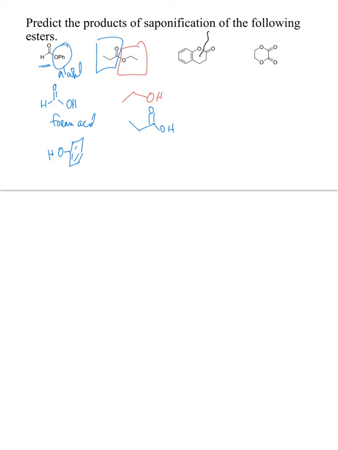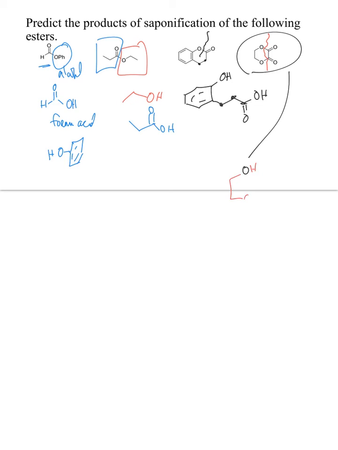Here, this is internal. Go ahead and draw your ring. This is your OH. You have 1, 2, 3. 1, 2, 3. That's your acid. Here, this is your alcohol. And this would be your acid.